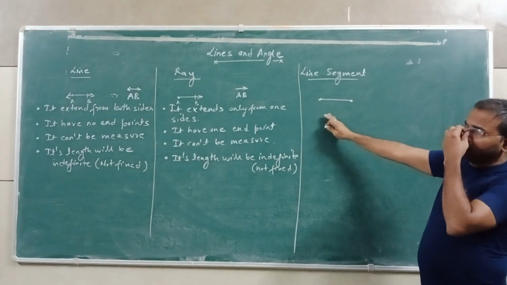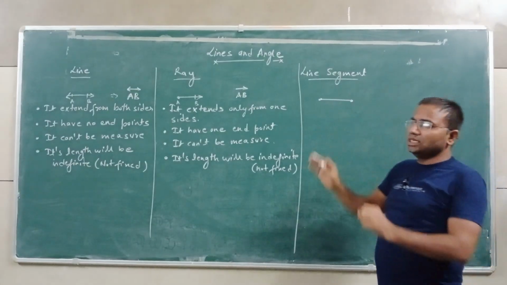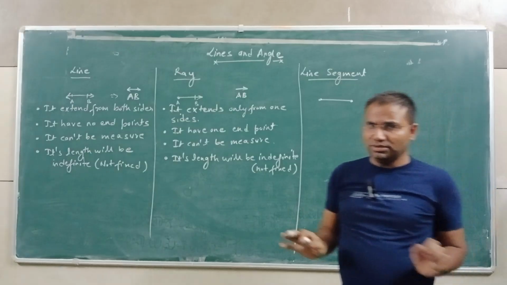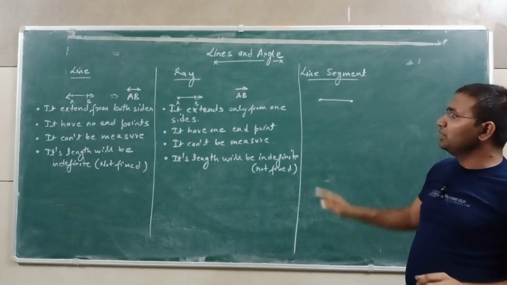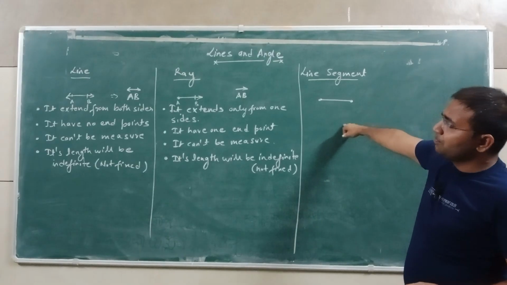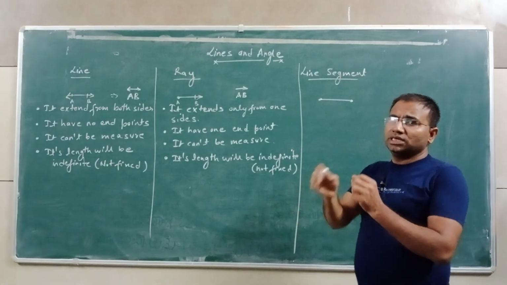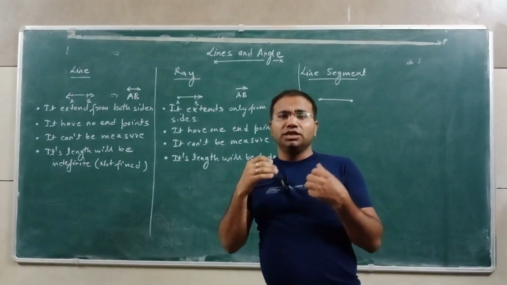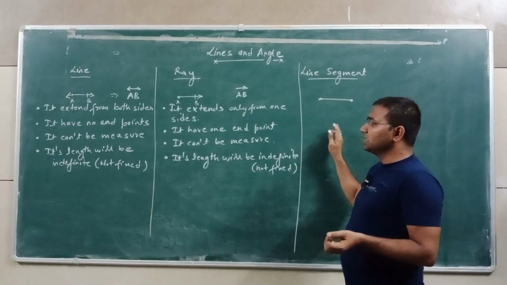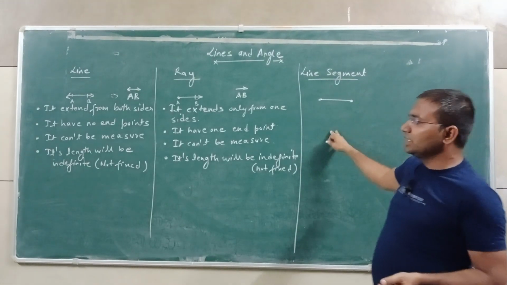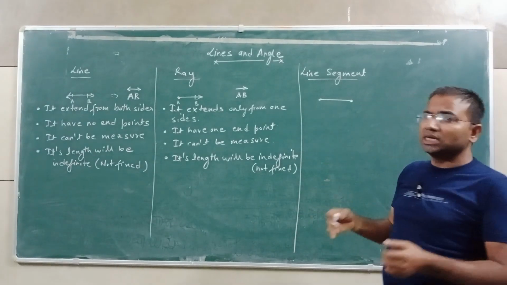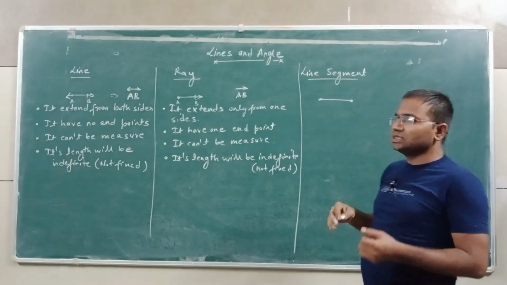There is no arrow. There are two end points. It will not extend from any side. Second thing, it has two end points. If two end points are there and it is not extended from any side, then it can be measured. Now, if it can be measured, then its length will be definite. Definite means fixed.